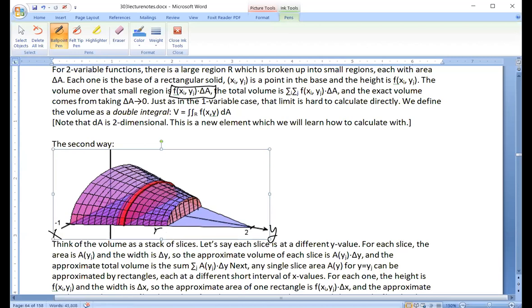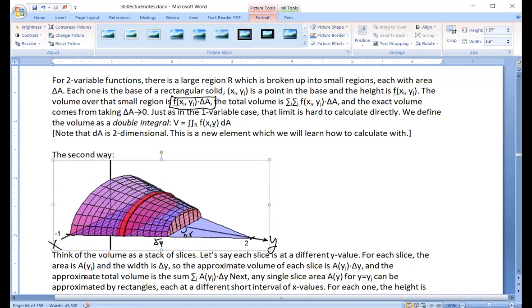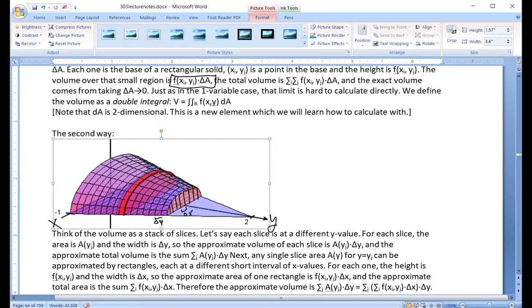And where this width was delta y, this width is now delta x. So on any rectangle, the height is f of the point, so f of xi yj, and the width is delta x. The approximate area of one rectangle is the sum of that: the sum over i of f of xi yj times delta x.